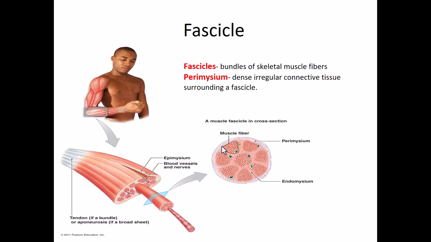Within that epimysium, you have your skeletal muscle cells organized into bundles known as fascicles. So a fascicle is a bundle of skeletal muscle fibers, and a skeletal muscle fiber by definition is just a skeletal muscle cell. You can see each skeletal muscle fiber circled, that cell, in the image. Perimysium surrounds and organizes each fascicle.